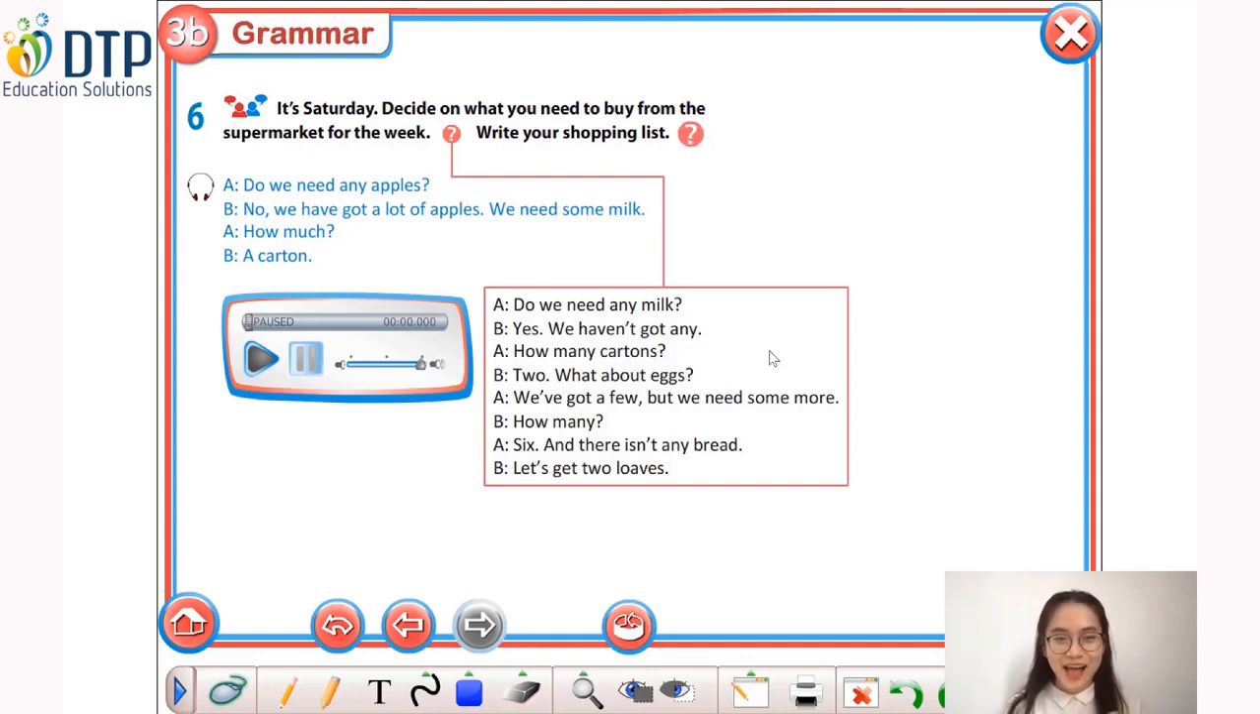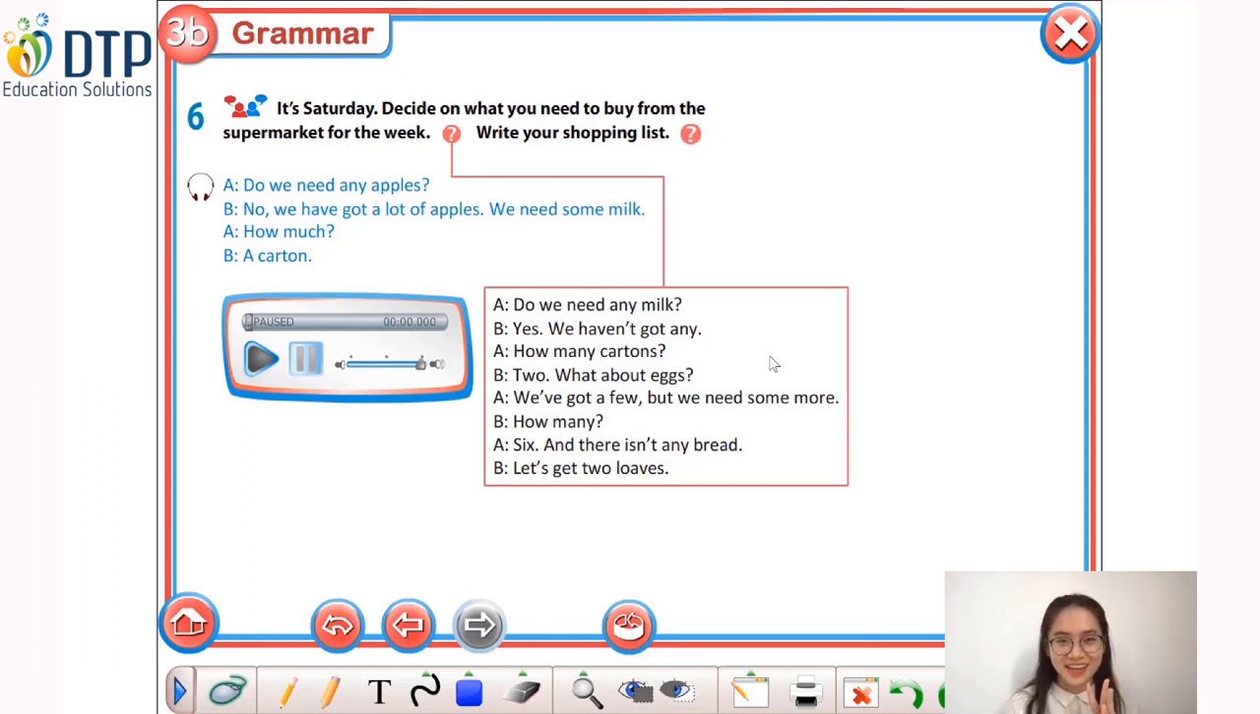Okay, well done. So what do we need to buy from the supermarket, guys? Firstly, milk, yes or no? Yes. How much milk? Yes, 2 cartons of milk. Perfect. And the next thing, do we have any eggs? Yes, we do have a few, but we need some more, right? So how many eggs do we need from the supermarket? Perfect. 6 eggs. So the second thing that we have to buy is 6 eggs from the supermarket.